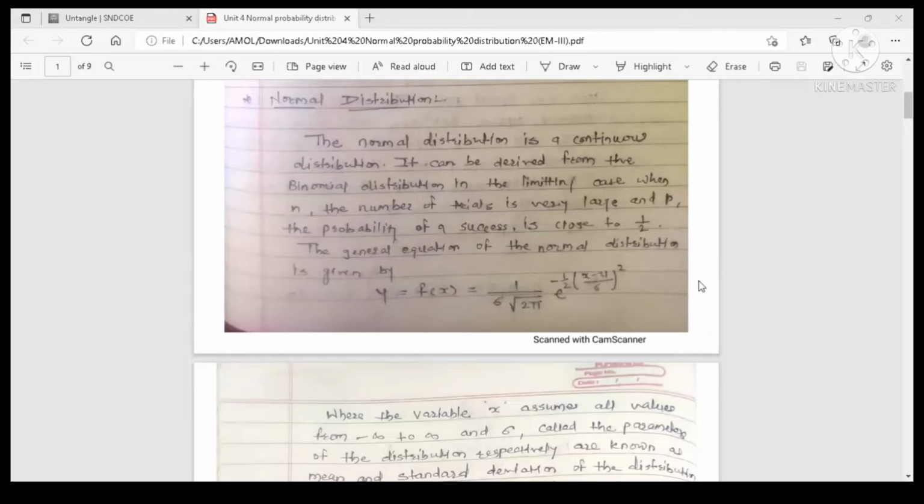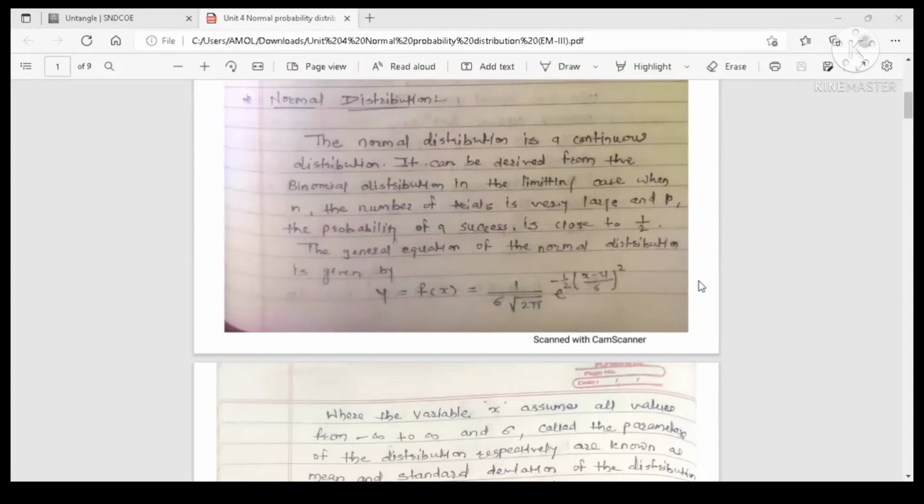Today's topic is normal probability distribution. This topic is from the 4th unit, probability and probability distribution. Already we have discussed binomial distribution and Poisson distribution. Now we are going to discuss normal probability distribution.